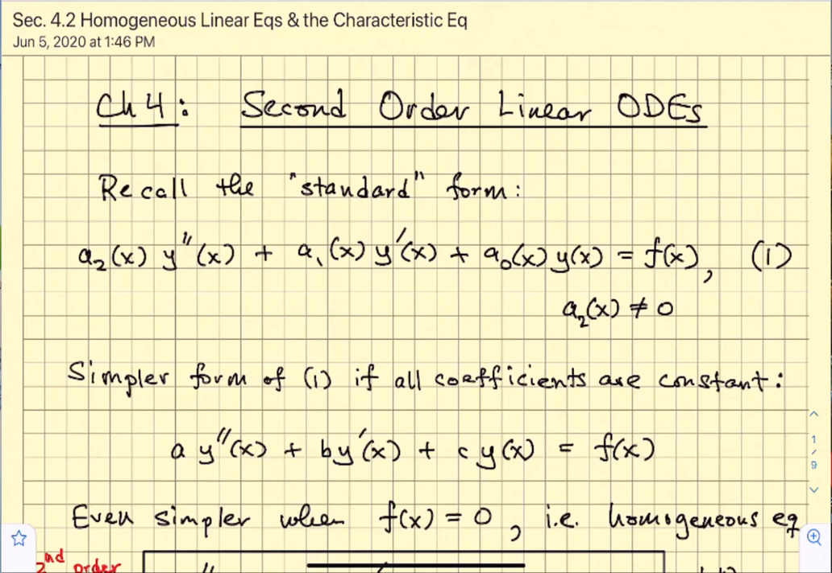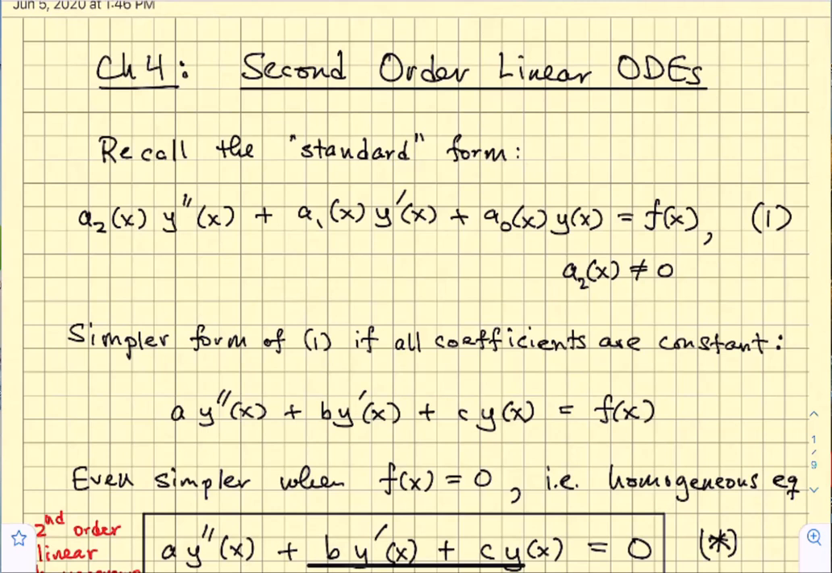In Chapter 4, we want to take a look at solving second-order linear ODEs. In particular, we need to recall the standard form for a second-order linear ODE that has the form a2 of x y double prime plus a1 of x y prime of x plus a0 of x times y of x equals f of x, where the leading coefficient function is not 0. Well, let's call this equation 1.